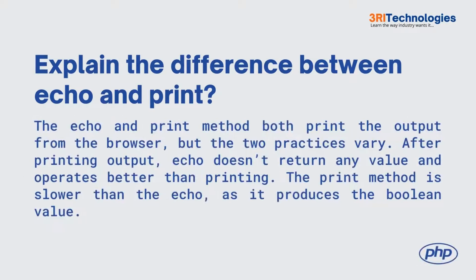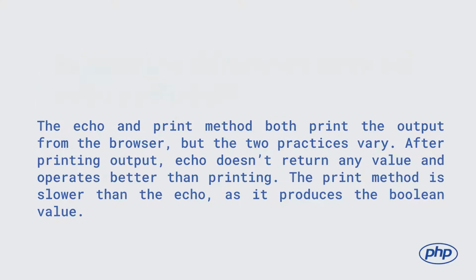Explain the difference between echo and print. The echo and print methods both print the output to the browser, but the two practices vary. After printing output, echo doesn't return any value and operates better than print. The print method is slower than the echo, as it produces a Boolean value.